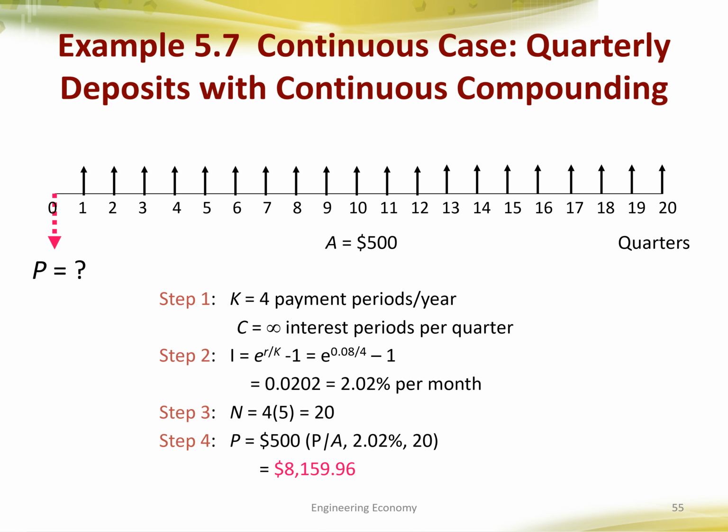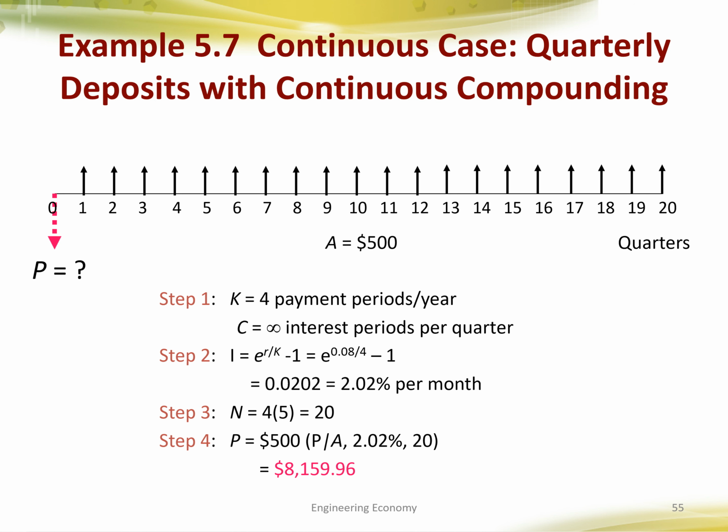If the compounding is continuous, as we also showed previously, we just need to use this formula. So we plug in R, we plug in K, and R is the nominal annual interest rate, so it's 8%, and we have 4 payment periods, K equal to 4. So we can get the result directly, which is 2.02% per month. And we have that for the payment period.